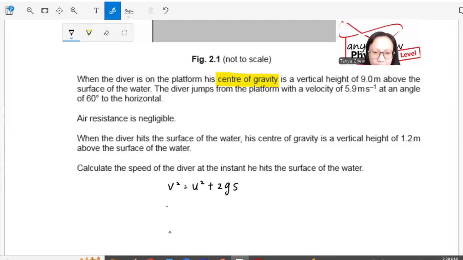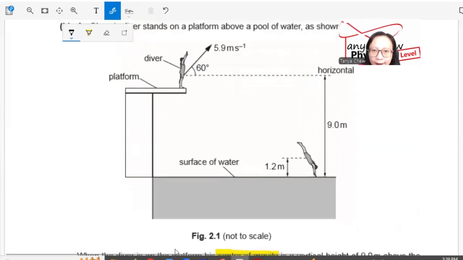I'm supposed to find the speed, which is V squared. They told us this is the initial speed. But this speed, 5.9 meters per second, is acting at a certain angle, which is 60 degrees. If I want to use the g in my equation, I need to make sure that this initial velocity acts in the direction of the gravitational acceleration. So I have to solve it in the vertical direction. So I find V vertical.